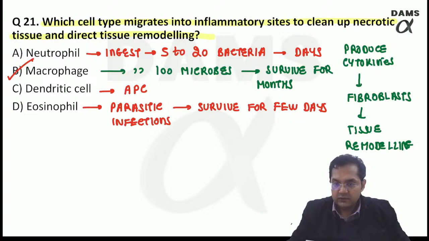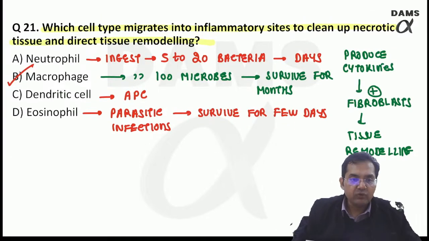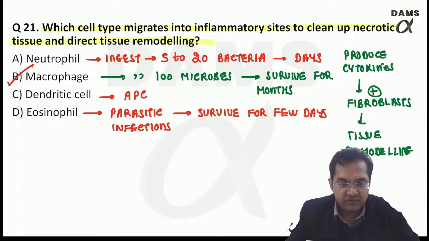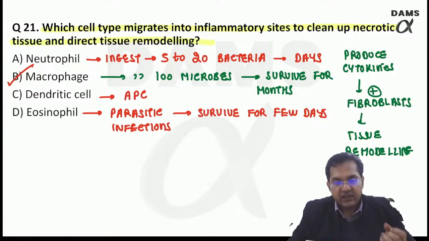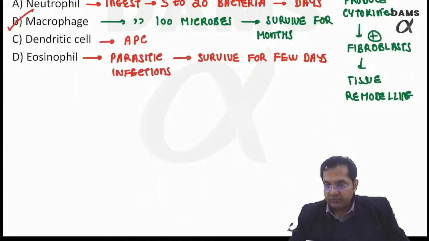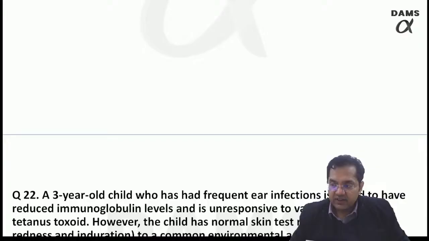remodeling. So basically what we are saying is the macrophages are the one which is responsible for the ingesting hundreds of microbes. They can survive for months and they produce various cytokines which stimulate fibroblast and causes the tissue remodeling or the fibrosis which happens after the tissue damage, right? So macrophages, remember, can survive for months.